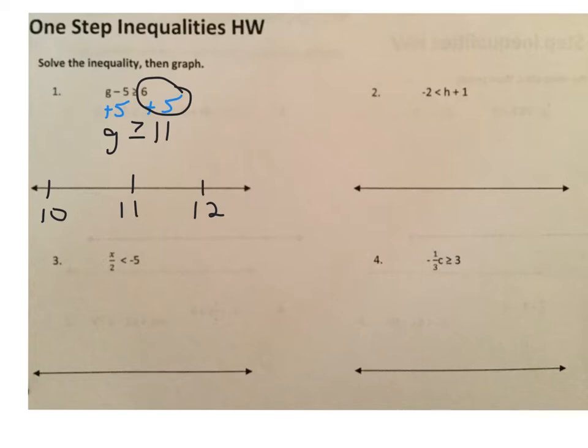Now, because this has that equal to sign, it has this line right here. It's got to be a solid dot, and G is greater than or equal to 11, so it's got to go up the number line, meaning greater.